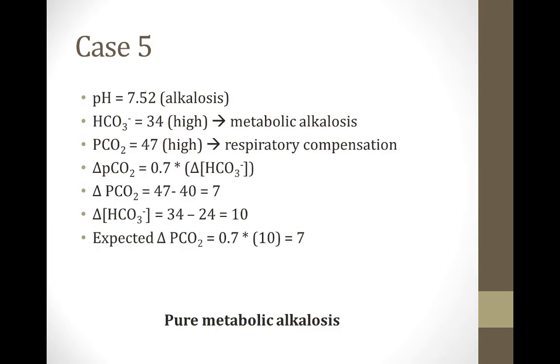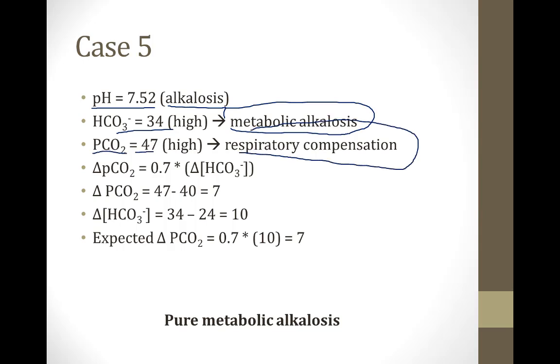So let's go through the numbers. The pH is 7.52 and that's high, so we have an alkalosis. The bicarbonate is 34 and that's also high. Recall that normal is 24, so this is a metabolic alkalosis. The PCO2 is also high at 47, so this is respiratory compensation. And they're both abnormal in the same direction. They're both high, so a mixed disorder is less likely. But still we're going to check to make sure the respiratory compensation is appropriate.